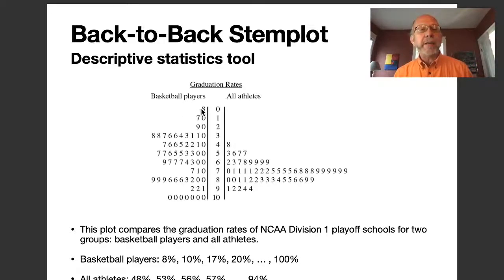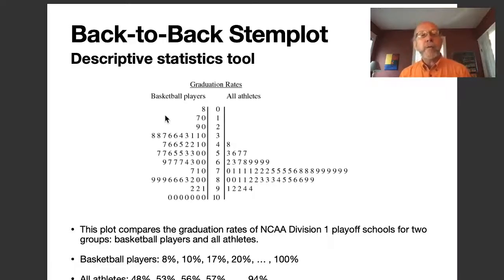And then the leaves, each leaf is the ones place in a school's graduation rate. So this first data point is 0 and 8, or 8%. The second data point is 10, or 10%. The third data point is 17, or 17%, and so on. 20%, 29%, 30, 31, and so on.